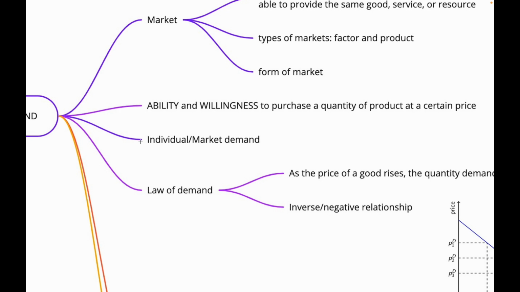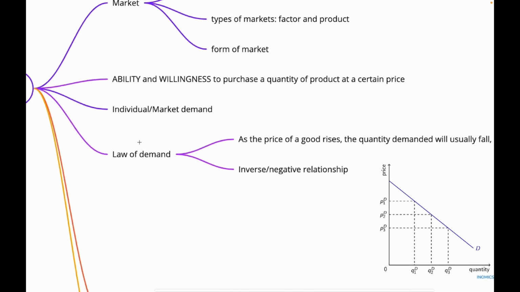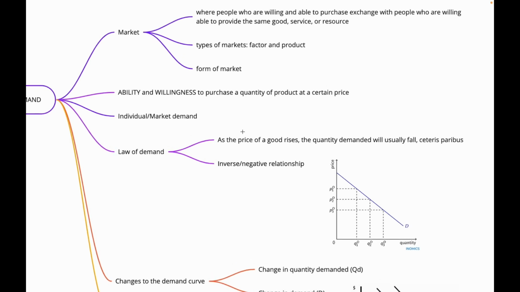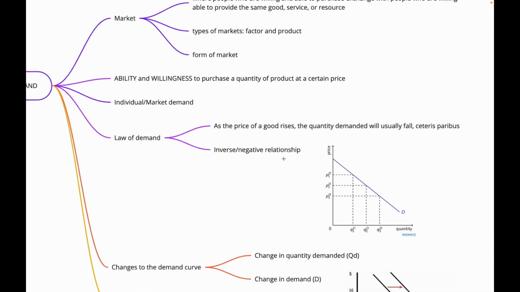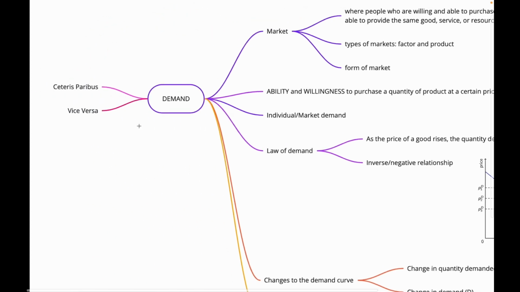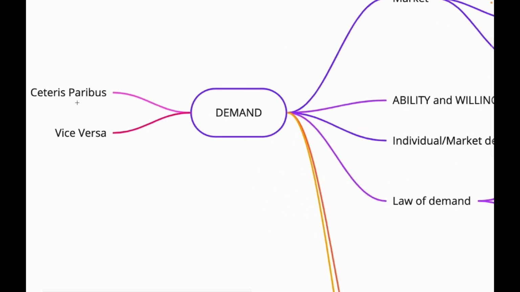And that's market demand. And then we have the law of demand, which is also a very important concept to remember for economics. It states that as the price of a good rises, the quantity demanded will usually fall, ceteris paribus, and vice versa. So this means that there is an inverse and negative relationship between the price and the quantity demanded. However, in the statement that I just made, there are two concepts that I want to refer to. One is ceteris paribus and the other is vice versa.